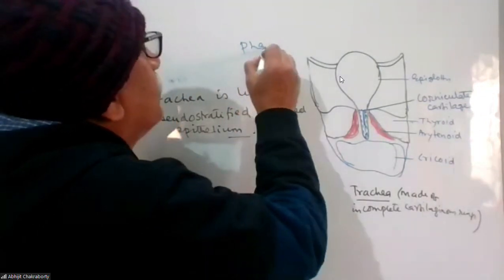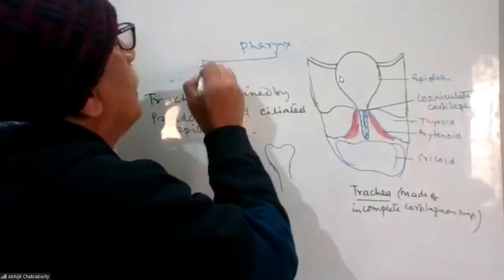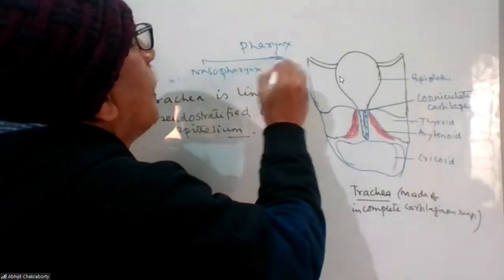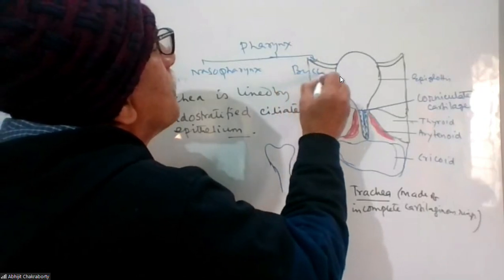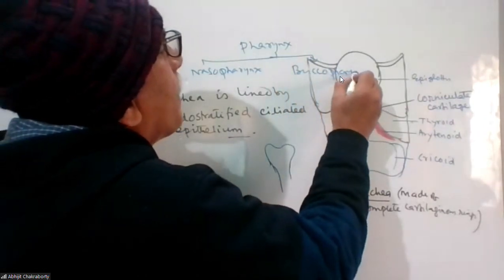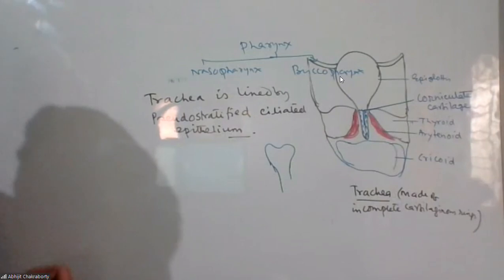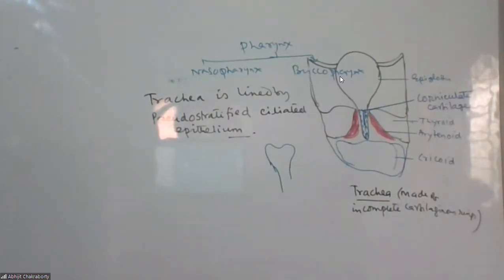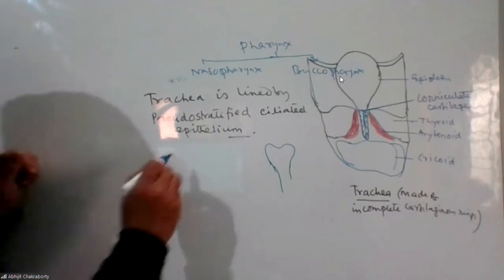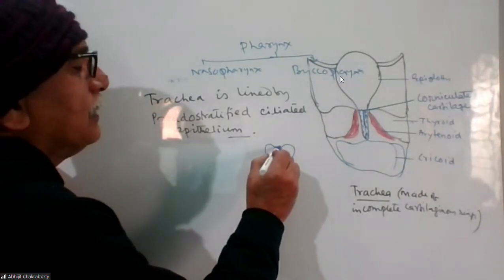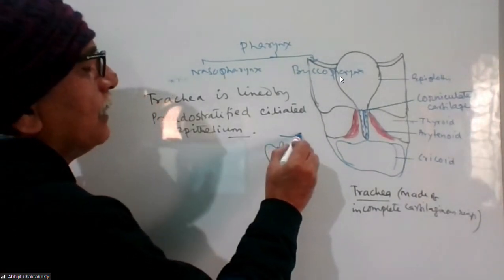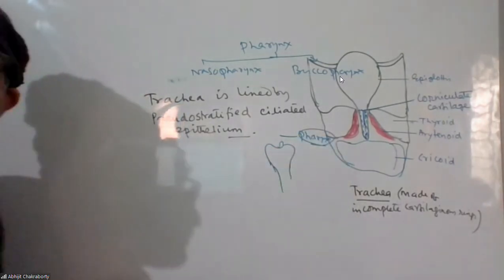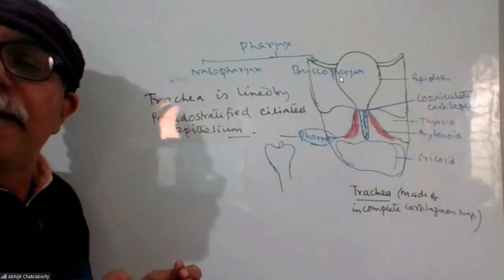Pharynx is of two types: nasopharynx and laryngopharynx. If this is the epiglottis, then here you will get the pharynx. Are you getting me now? Yes, sir. Okay.